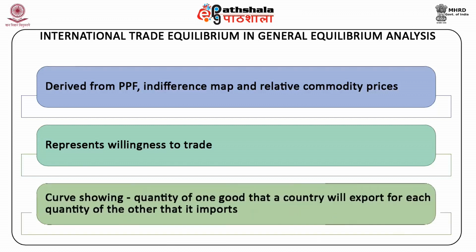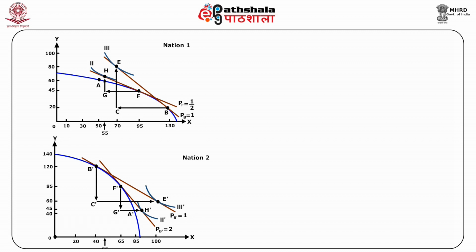Also, it is a curve showing, for a two-good model, the quantity of one good that a country will export or offer for each quantity of the other that it imports. Also called the reciprocal demand curve, it is convenient for representing both exports and imports in the same curve and can be used for analyzing tariffs and other changes. Let us now look at the derivation of the offer curve diagrammatically.